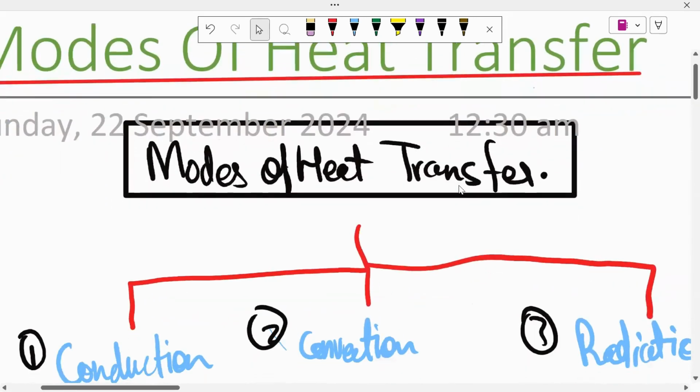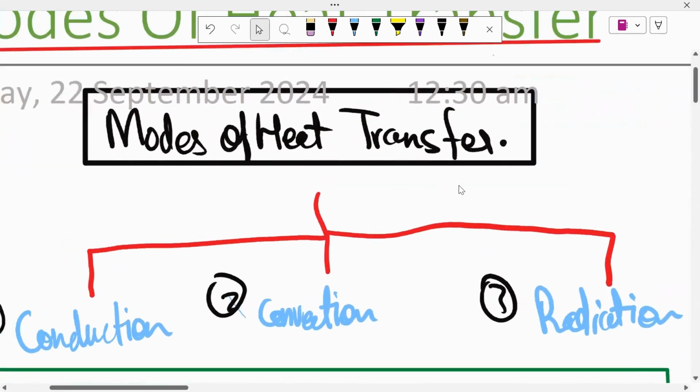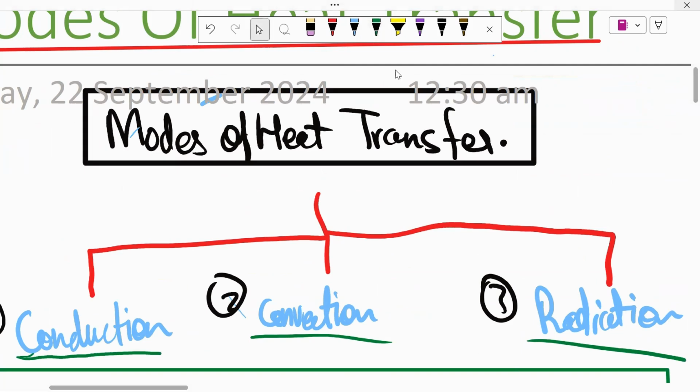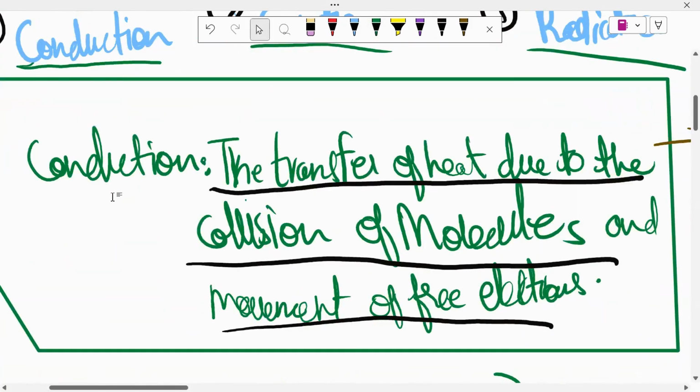What are the modes of heat transfer, or the types of heat transfer? Basically, there are three modes of heat transfer. One is conduction, second is convection, and third is radiation. Let's start with conduction. Conduction is basically the transfer of heat due to the collision of molecules and movement of free electrons.